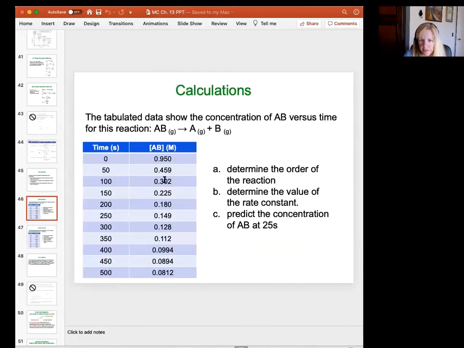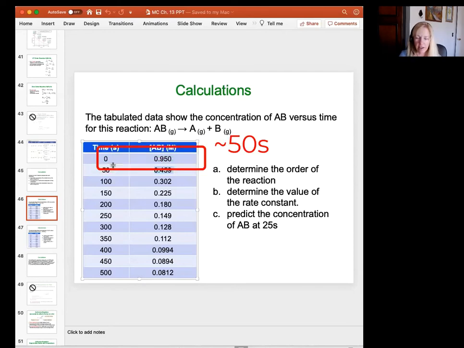So here, if I look at this data and I want to determine the reaction order, I'm going to pick multiple points here where my concentration is dropping by half. So I might take this first one, 0.95, and half of that would be about 0.47. This is close. It's not great. It doesn't have to be exact, but it's close. So the difference in here to here is 50 seconds. So that's my first half-life data point.